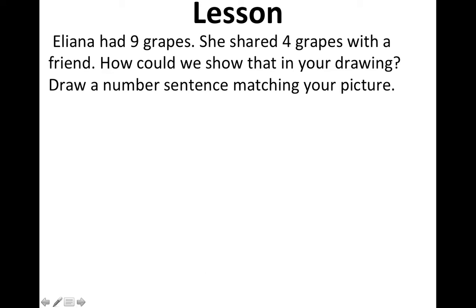In our lesson today, we again have 2 math story problems. The first one, you watch me do it, and then the next one, we'll do it together.